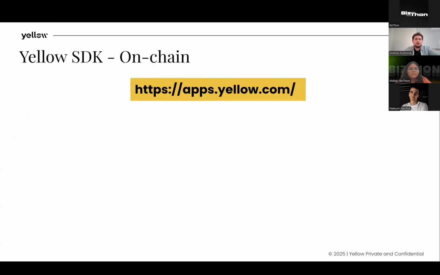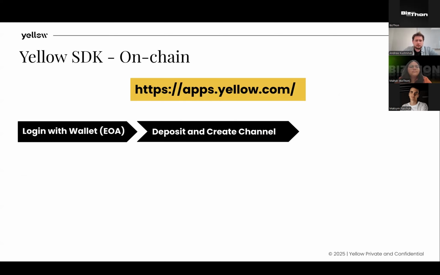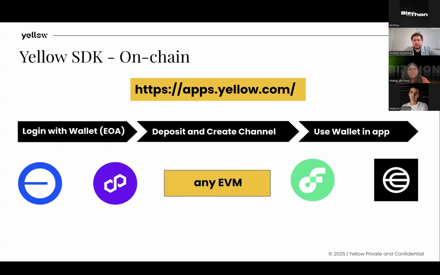Now let's speak about the on-chain part. A very important question: how do we bring funds to our application, and how can our users top up their accounts without interacting with our app or with a smart contract? For this, we have our application store, apps.yellow.com, and mostly right now it is only for builders. What they need to do is log in with a wallet, deposit, and create a channel. Basically, when you do this action, you establish the state channel with the Yellow node as two participants and use this wallet in any application.